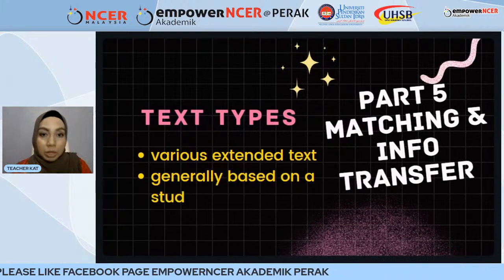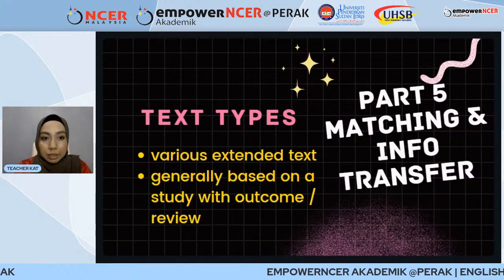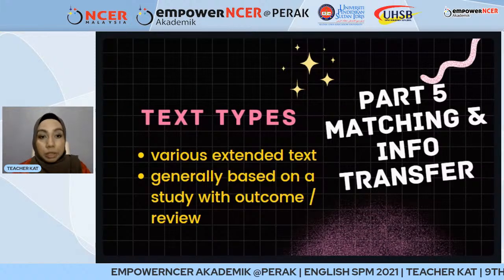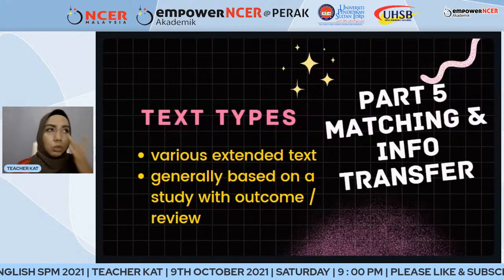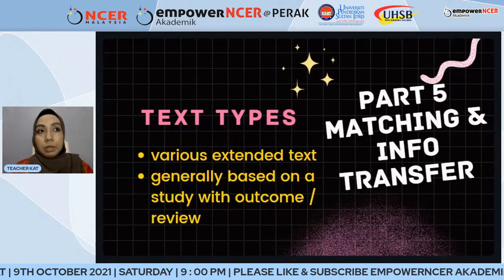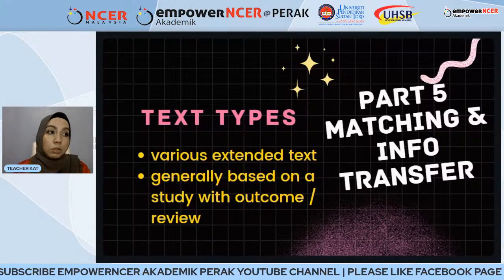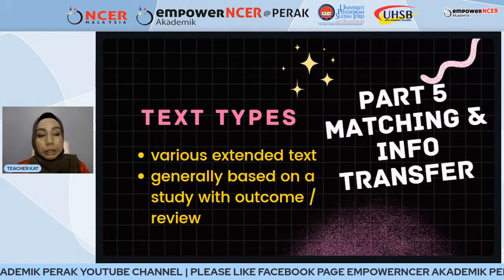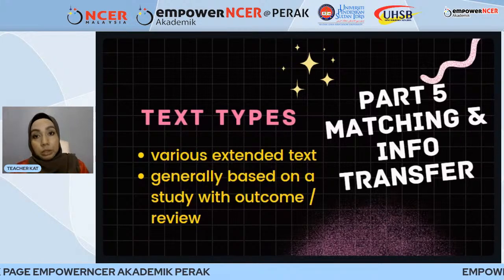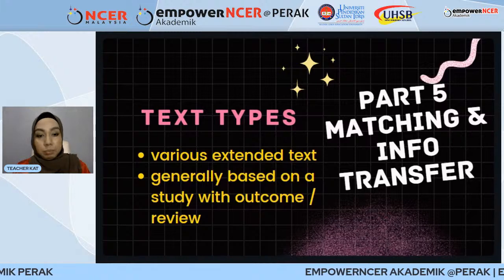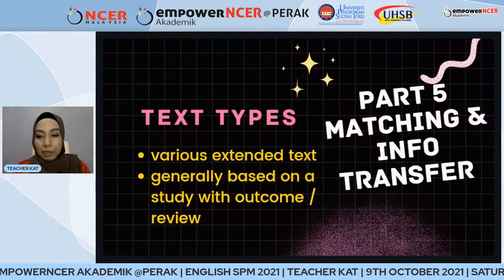Okay, now this is the last part. Part five, matching and information transfer. You will be tested on various extended texts. It could be any kind of text, but generally it will be based on a study with outcome, or a review. It could be a review of a book, a review of the film of the month, or people's choice of favorite places for holiday or favorite island. So it will be a review, or a study with outcome, for example a study on what kind of places people in Malaysia go during holiday. So there will be a text about that, the most chosen places.